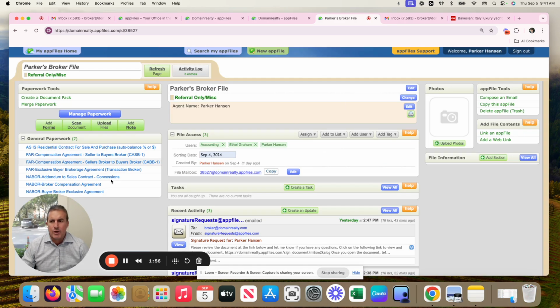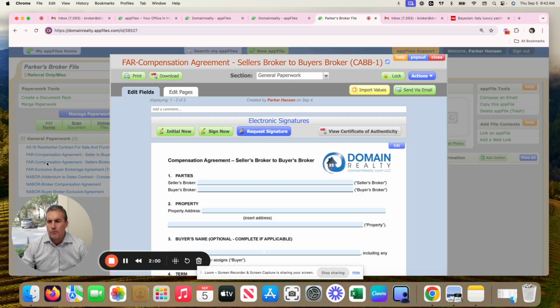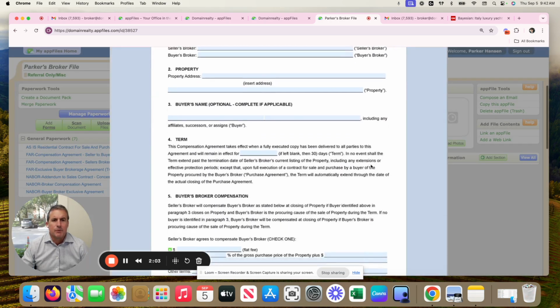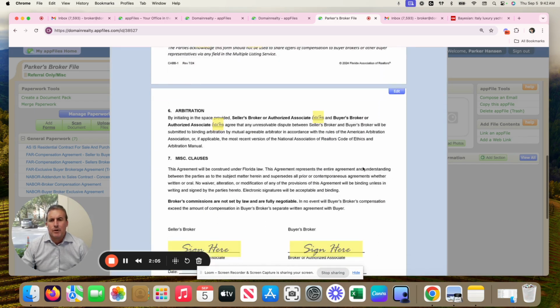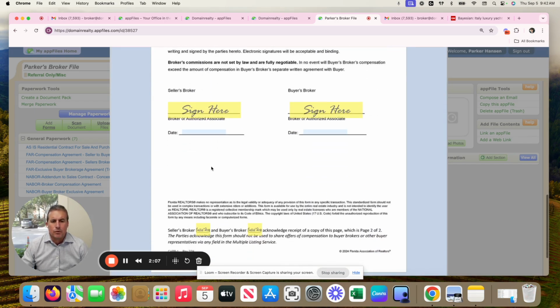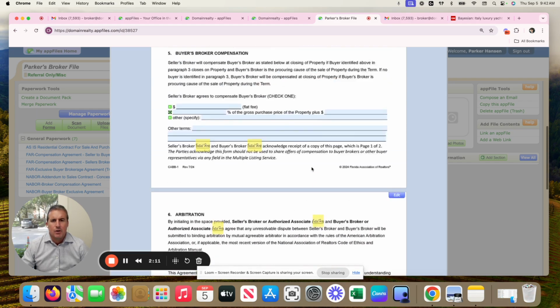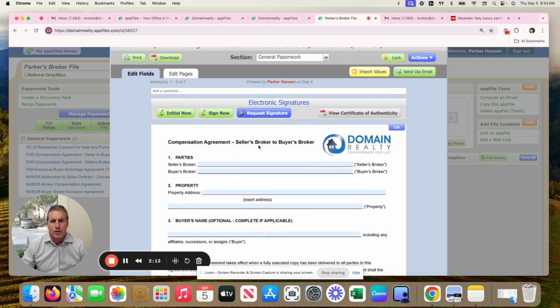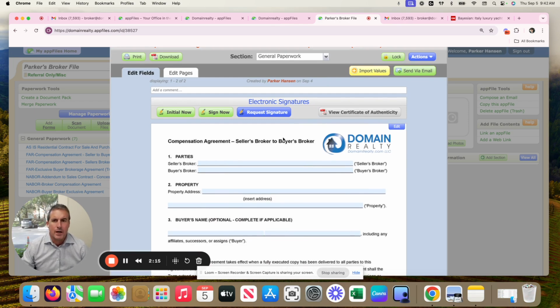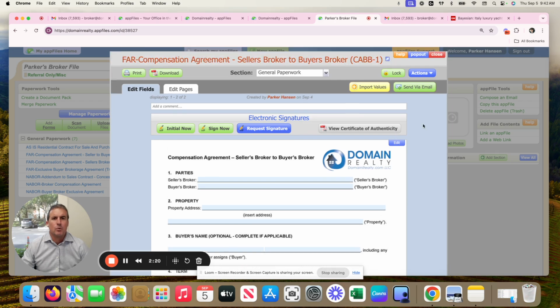So on the NABOR agreement, again, it calls for the document to be seen by both sides. I'm starting to see other brokerages requesting both the buyer and the seller to initial off on these particular compensation agreements. And you know what? Why not? Go for it. There's nothing wrong with that. There's nothing wrong with over-disclosing.